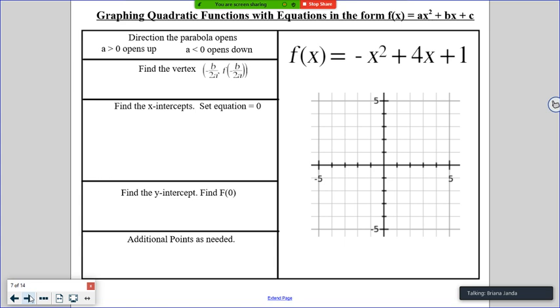Okay. Now, deciding if the parabola opens up or opens down is still from this number. That's still a, is the very first thing you see in the equation. And so a in our problem is still negative 1. And if it's less than 0, just like we saw before, less than 0 means our parabola is going to open down.